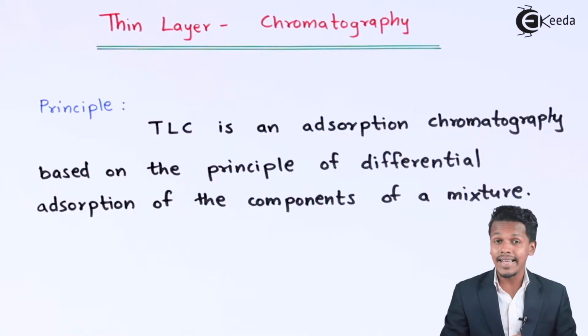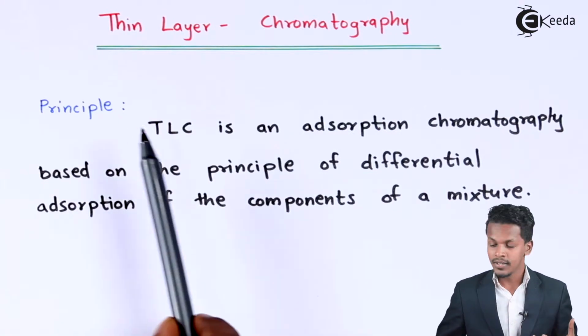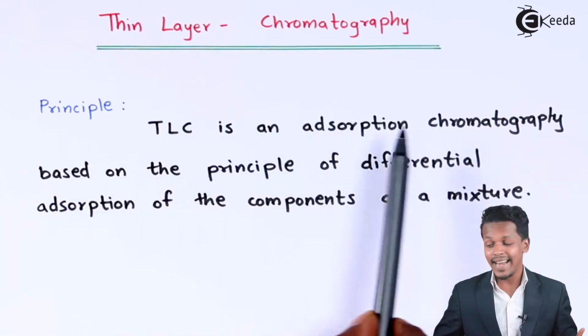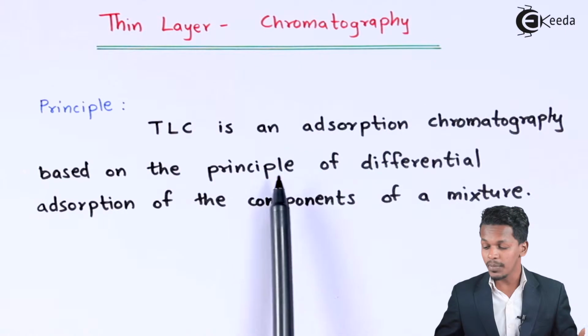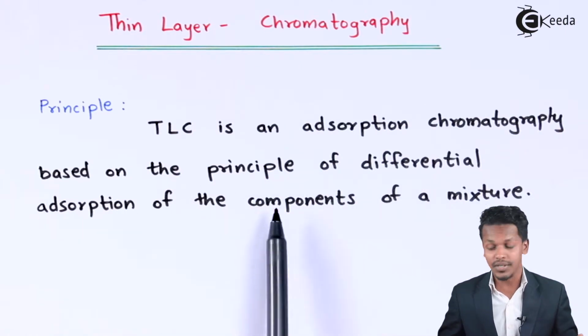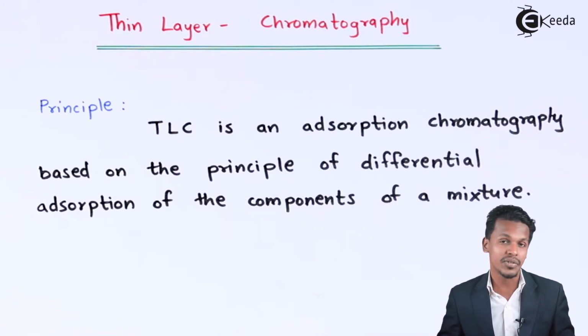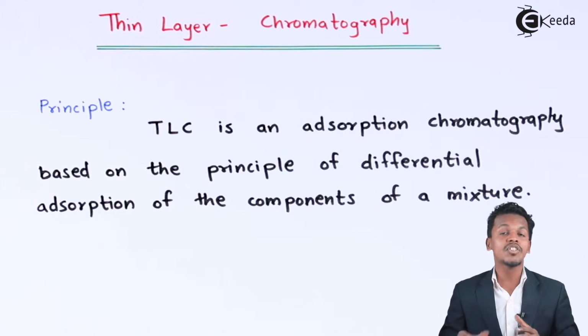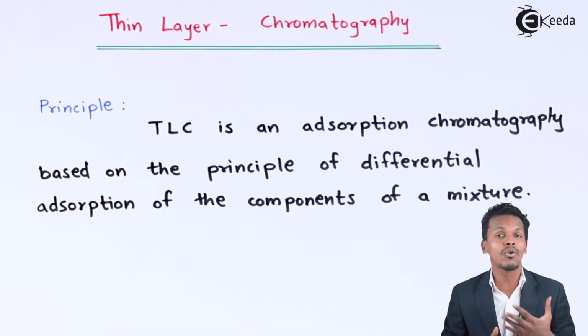Before understanding the technique behind thin layer chromatography, it is very essential for us to understand the principle behind it. So the principle of thin layer chromatography is adsorption chromatography, which is based on the principle of differential adsorption of the components of a mixture. This is very similar to the earlier one, that is column chromatography.